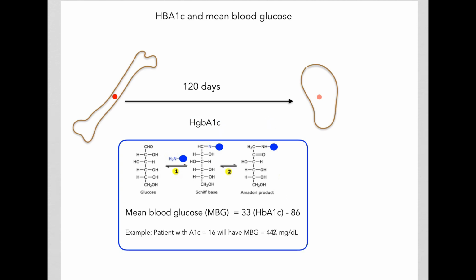There is a formula that relates the A1c value with the mean blood glucose, the average blood glucose, shown here. So if a person had an A1c of 16, if you use the formula, the mean blood glucose will come out to be 442 milligrams per deciliter. So a person with an A1c of 16 has an average blood glucose of 442 milligrams per deciliter for the past 120 days.